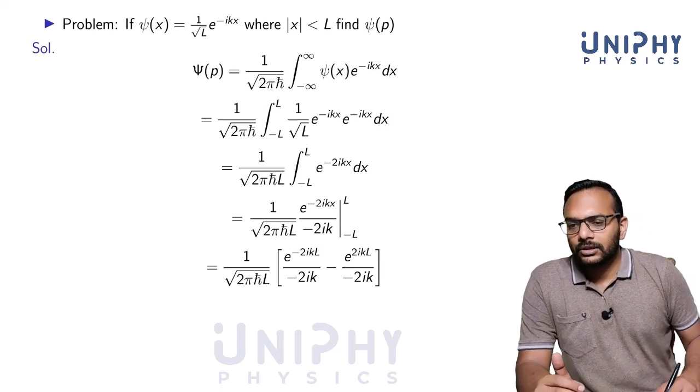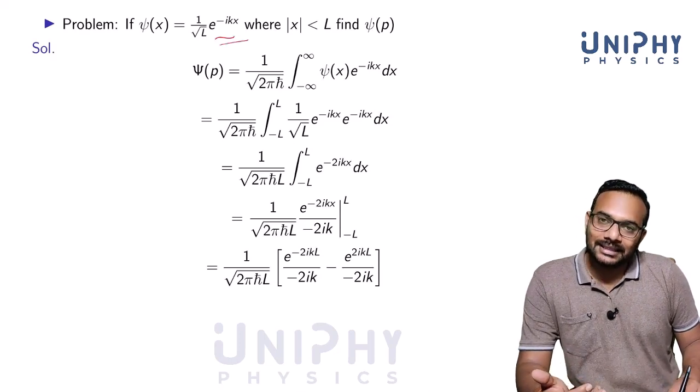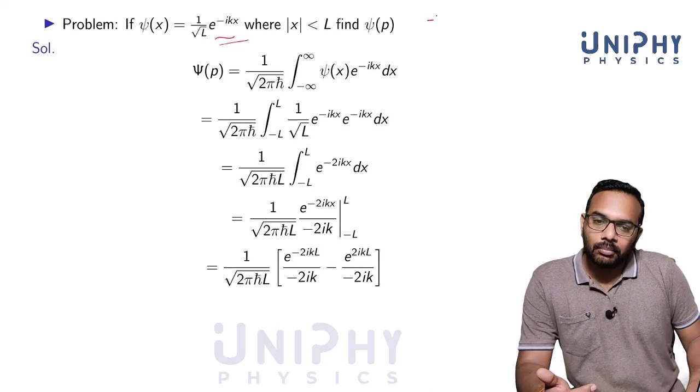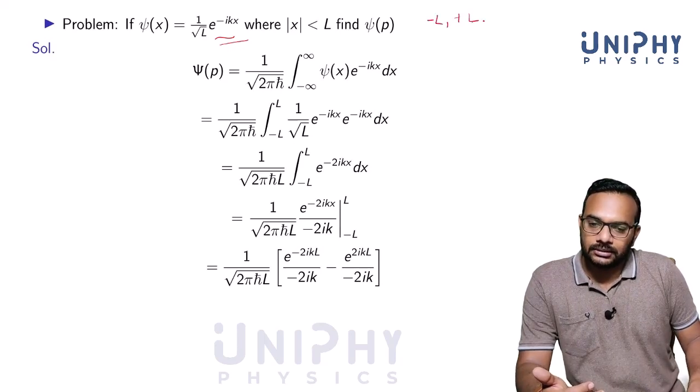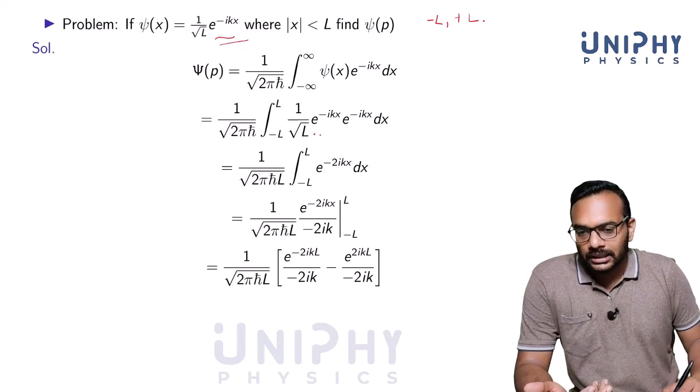If psi of x is equal to 1 by square root of L e raised to minus ikx, again the limits are modulus of x less than L. That means the limits are minus L to plus L. So you just do this. Just do the Fourier transform here, the corresponding Fourier transform.